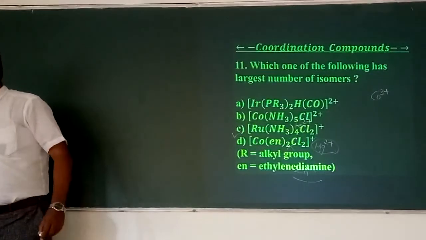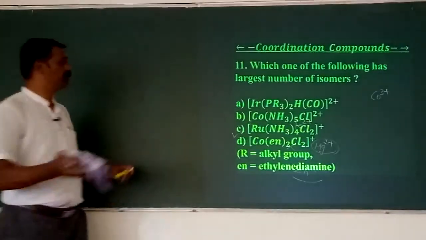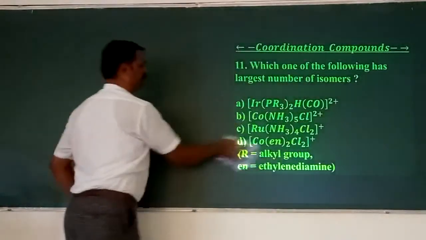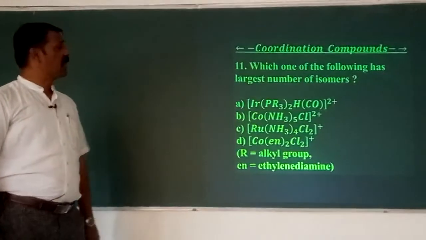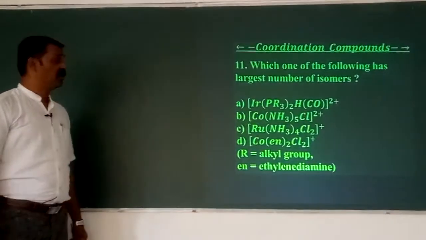Next we will move to 11 here. Which one of the following has the largest number of isomers? Largest number of isomers.